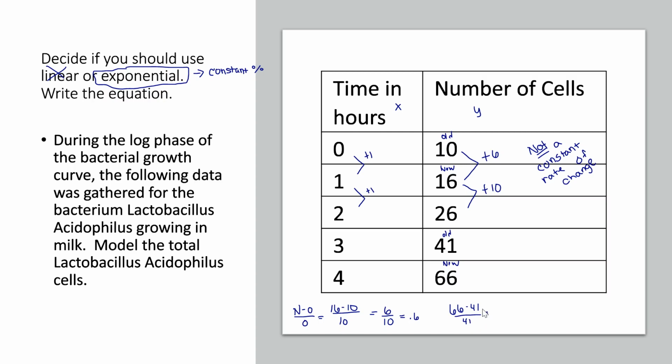And so I do this on my calculator. 66 minus 41 is 25 over 41, and dividing that out, it's not exactly, but it's very, very close, so it's 0.60, so 0.6. And so this percent is constant. And having a constant percent is verification that it is indeed exponential.